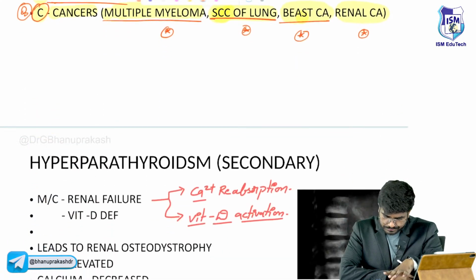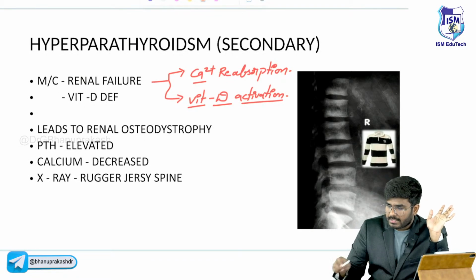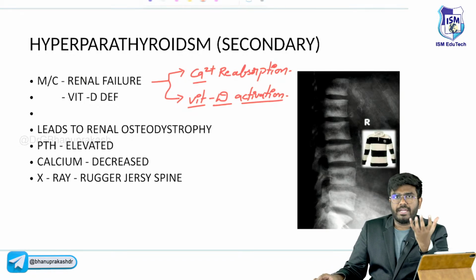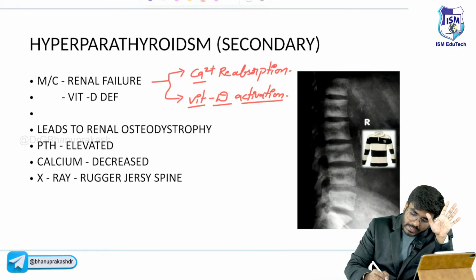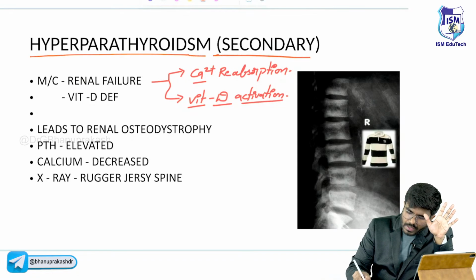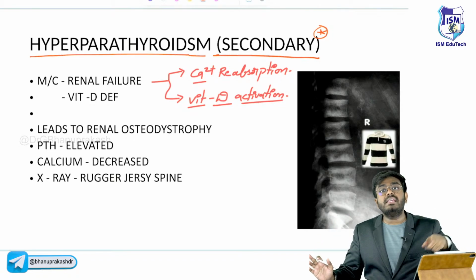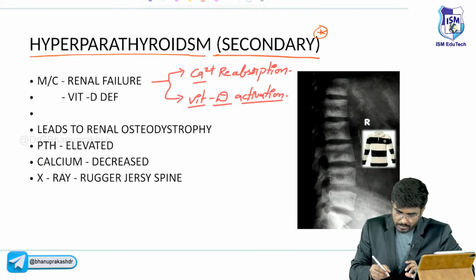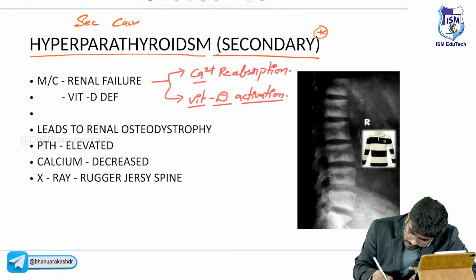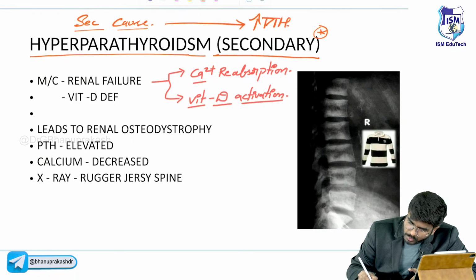Primary hyperparathyroidism is completed, which means there is some problem in the parathyroid glands, adenoma or hyperplasia, causing excessive parathyroid hormone secretion. Now, what is secondary hyperparathyroidism? Secondary hyperparathyroidism means there is some other cause in the body that is leading to elevated parathyroid hormone levels. This secondary cause is leading to increased parathyroid hormone secretion.